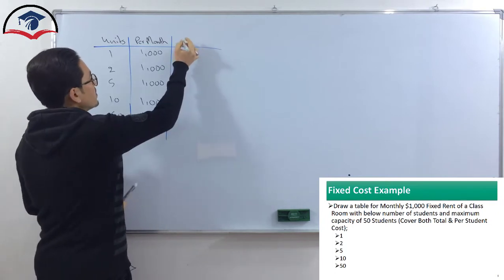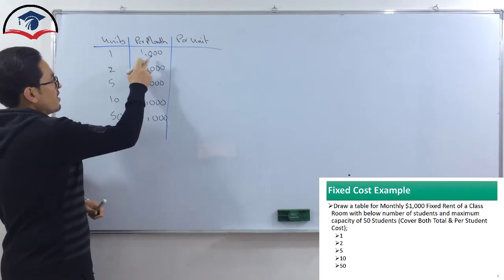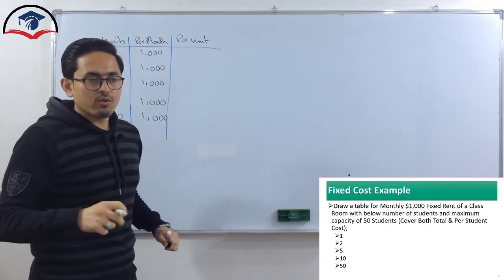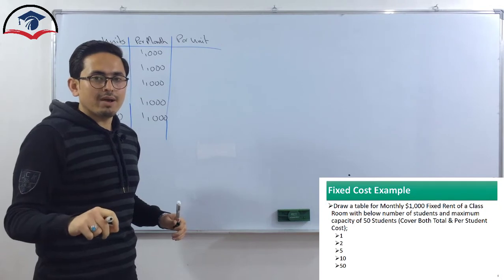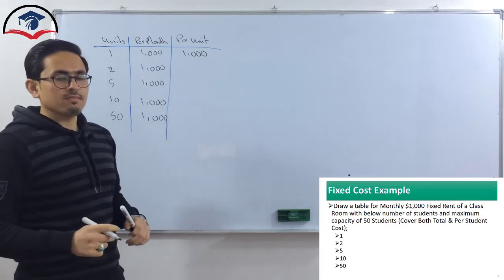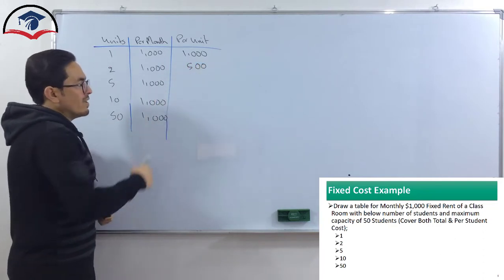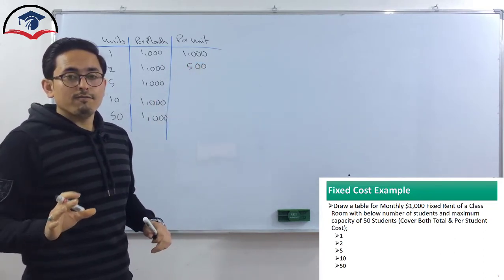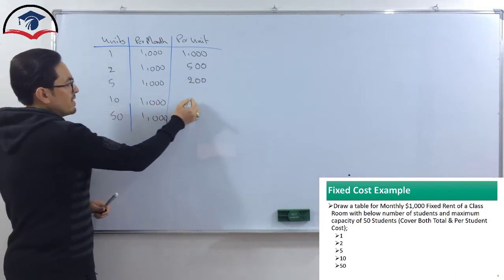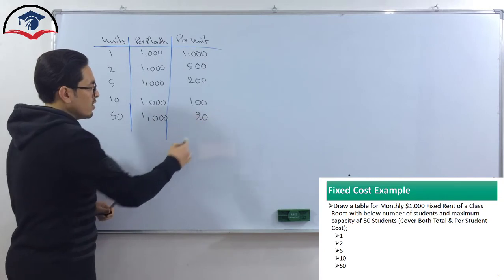But what about the per unit? The per unit cost, how will it be affected? If I have 1 student in the class and I pay $1,000 for the room, $1,000 divided by 1 student will be $1,000. $1,000 divided by 2 students, it will be $500. $1,000 divided by 5 students, it will be $200. $1,000 divided by 10, $100. $1,000 divided by 50, it will be $20.